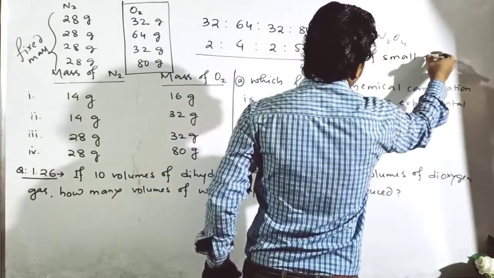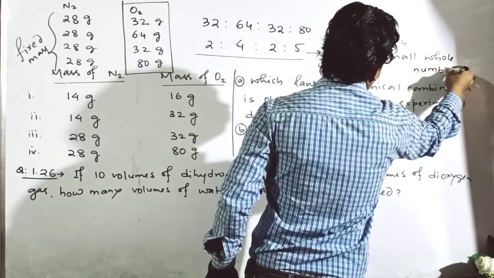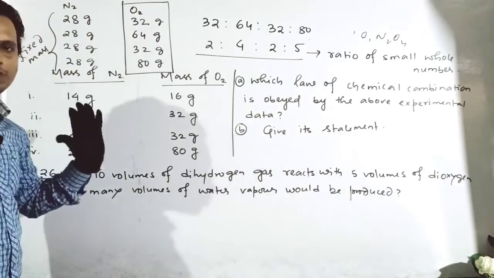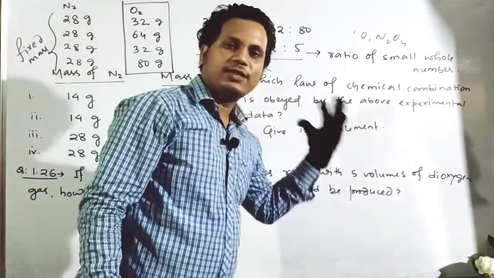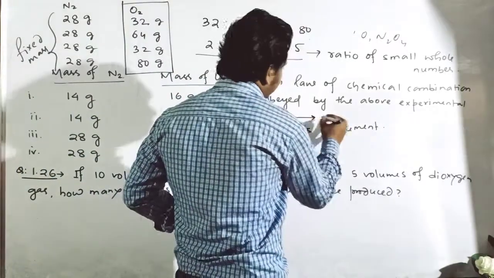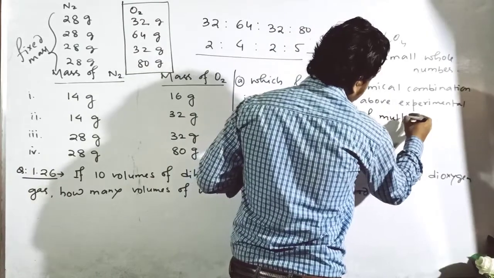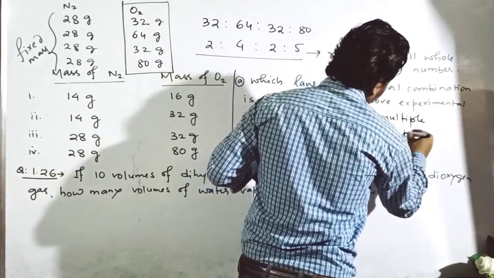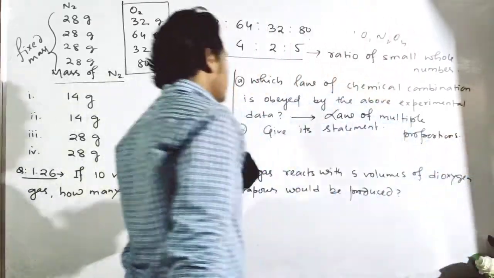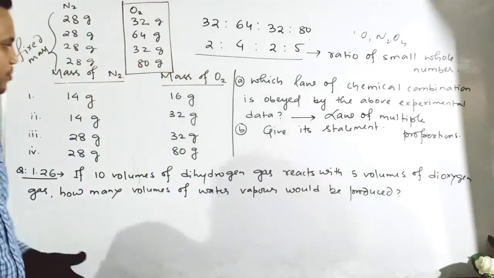So which law is obeyed? The law obeyed is the law of multiple proportion. Its statement is already written, and I have also taught it. So the answer will be law of multiple proportions. Now proceed to the second one. Write that one.